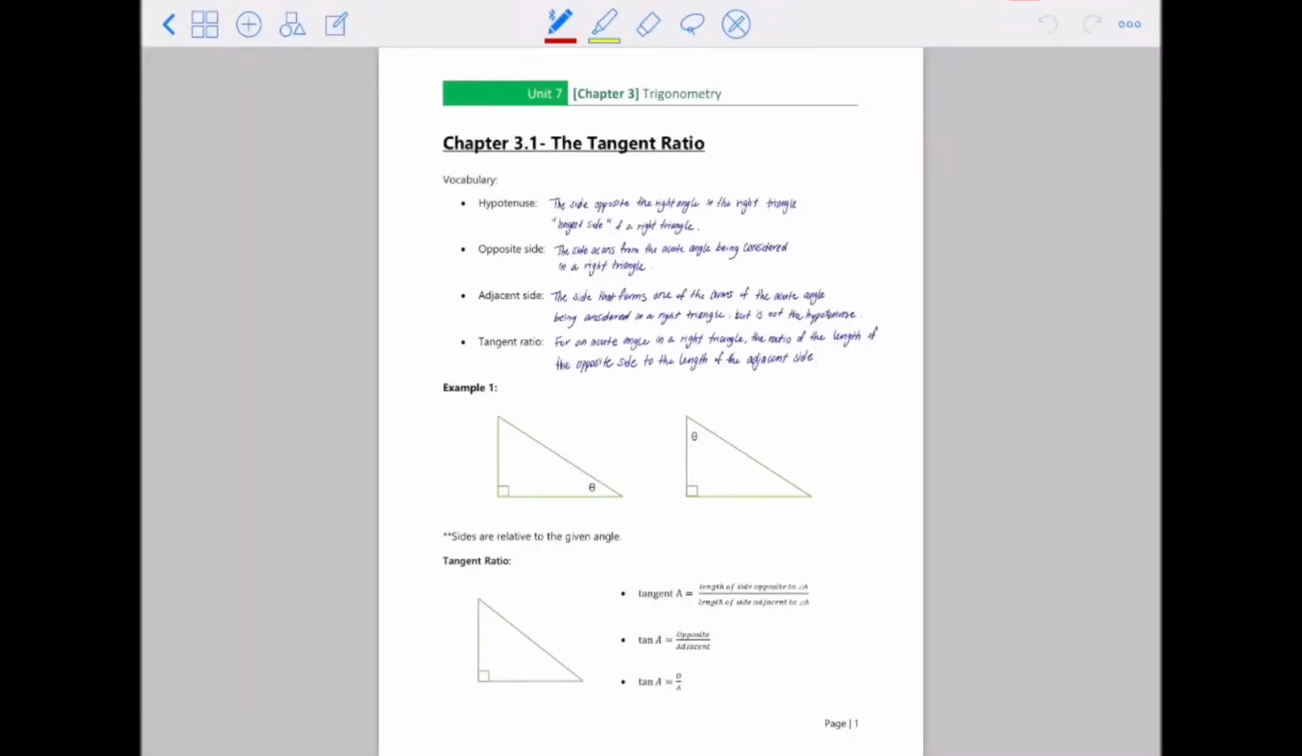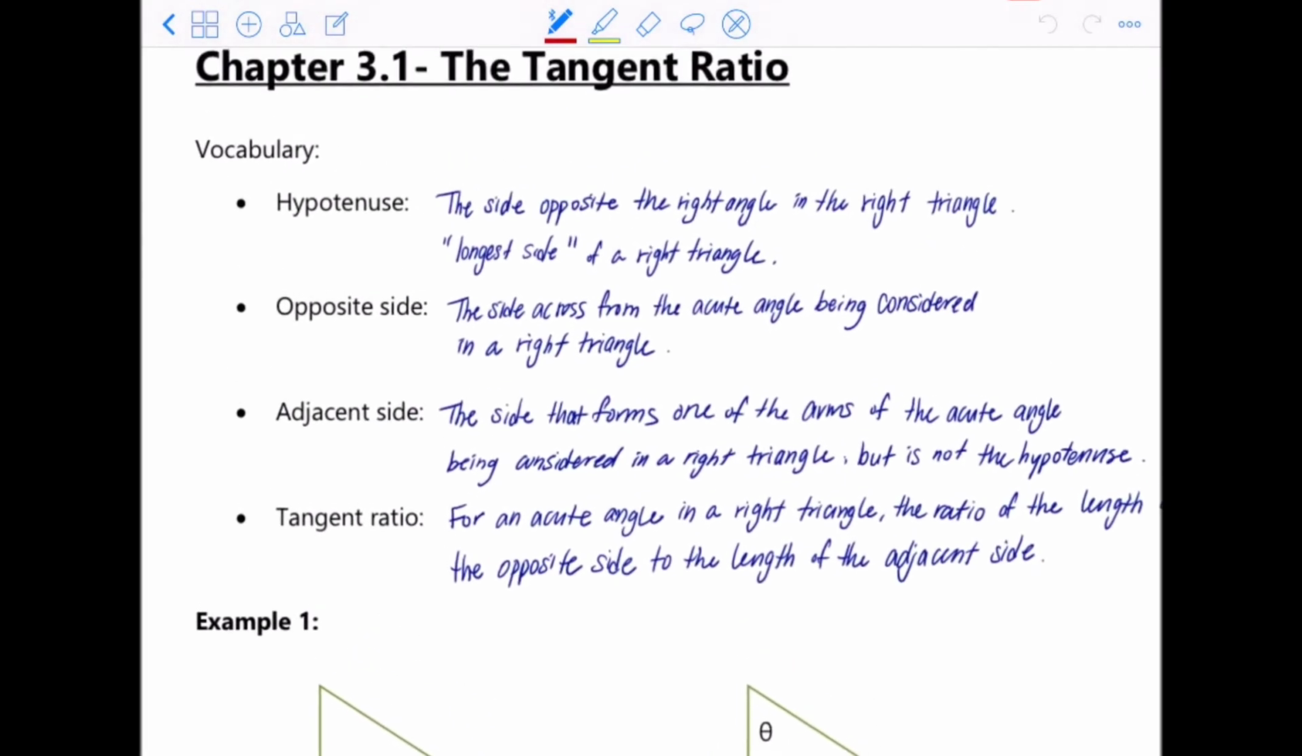Hello everyone. Today we will go over a trigonometry unit, chapter 3.1, the tangent ratio. Let's go over the vocabulary first.